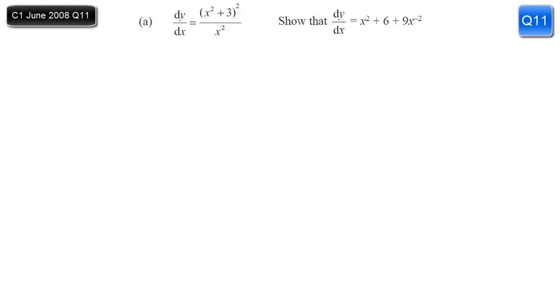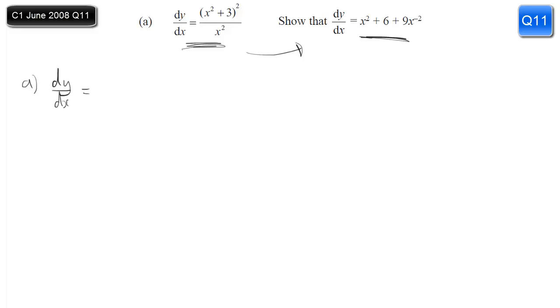Okay, here we go. Part A of this question. We're given this expression for dy by dx, and we need to show that dy by dx equals this. So we just have to rearrange that to make it look like that. Looks sort of nasty as a fraction goes at the start, but it isn't really too bad. So let's start with what we're given.